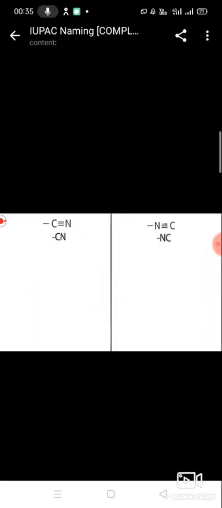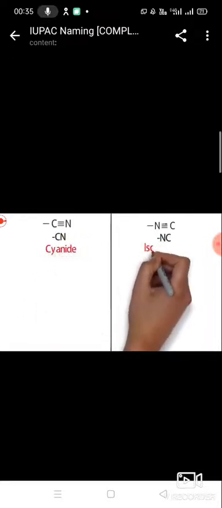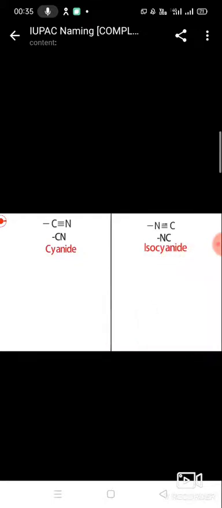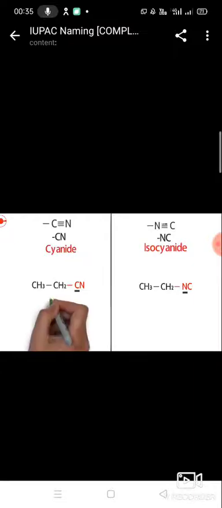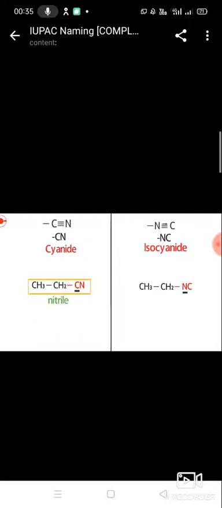Next one, CN. CN is the cyanide. NC is the isocyanide, so a triple bond is present. CH3, CH2, CN: what cyanide group is present and 2 carbon atoms are present. In isocyanide, nitrogen is combined with carbon. So in cyanide, carbon is combined with the carbon chain. In isocyanide, nitrogen is combined with the carbon chain.